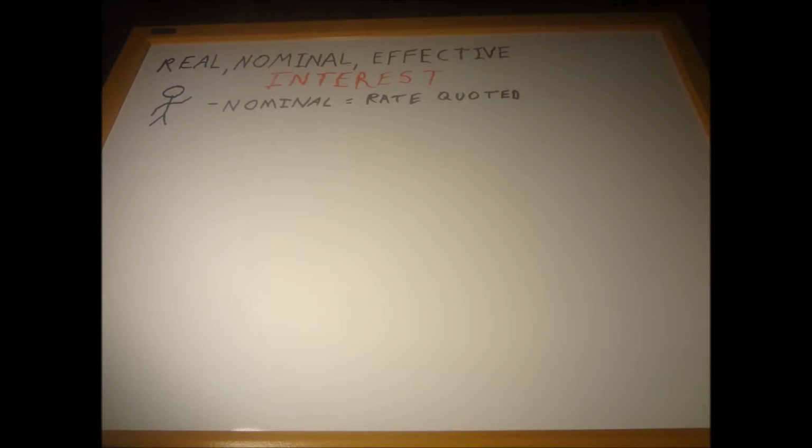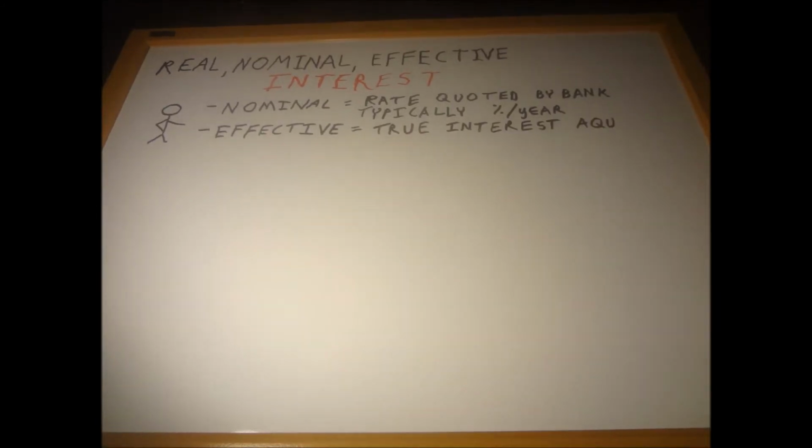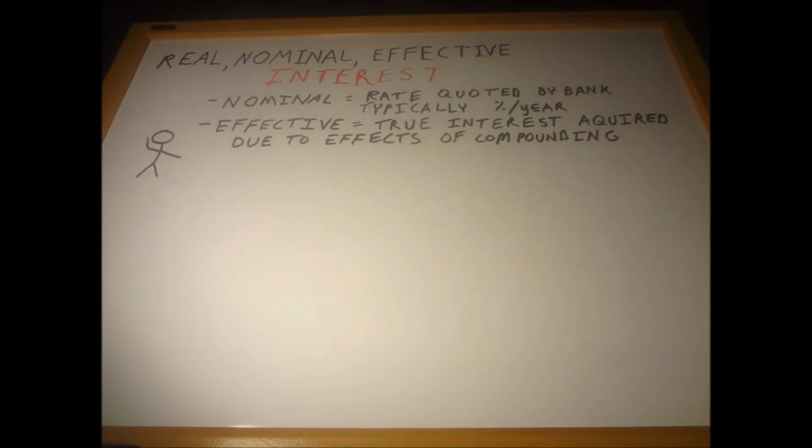First is the nominal interest rate. This is typically the rate that is quoted by the banks or credit cards and normally given in percent per year. Next is the effective interest rate. This is the true interest acquired due to the effects of compounding, where compounding is the addition of the earned interest added to the balance. This addition of interest can happen daily, monthly, or continuously, or any combination.